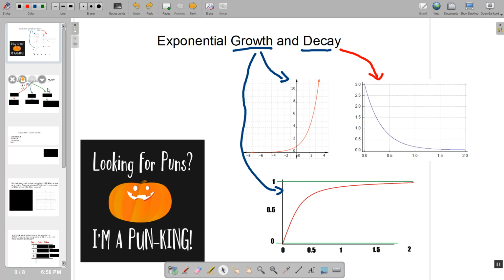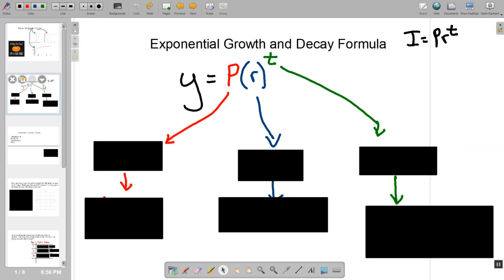So let's get started. The growth and decay formula is always written as y equals P times r to the t power. A lot of times you'll see it written as I equals PRT, and you'll hear me say the PRT function a lot. But what does the P, the R, and the T mean?